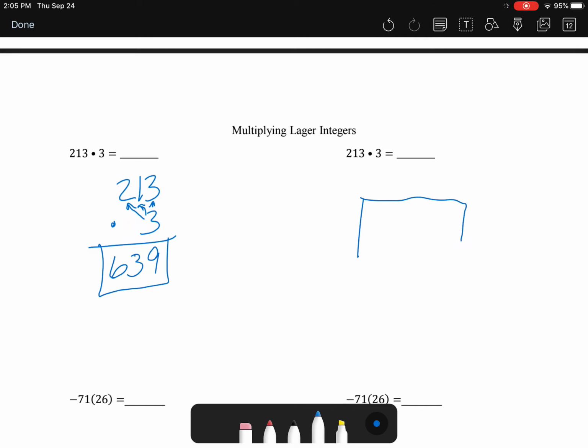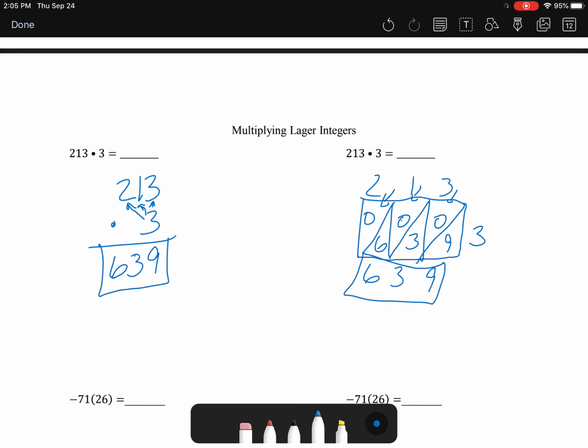The lattice method is a little bit different. Like this, 2, 1, 3, and 3. And again, we're just multiplying each number by the other number. So I have 3 times 3, which is 9. 3 times 1, which is 3. And then 3 times 2, which is 6. And then you just add up each of these diagonals. I have 6, 3, and 9 is my final answer.